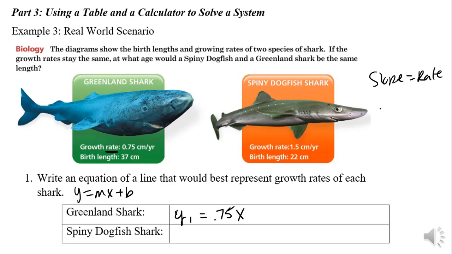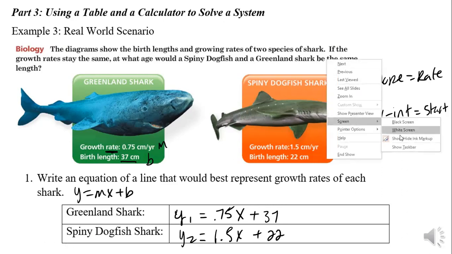And its y-intercept is where do you start? What is your beginning? Well, birth is where it starts. And so therefore our y-intercept is going to be 37. So this was our m and this was our b. For our y2, our dogfish shark here, what is its equation going to be? 1.5x plus 22. So now we're going to go to our handy dandy calculator. It wants to know, when will they be the same length? So that's our question.